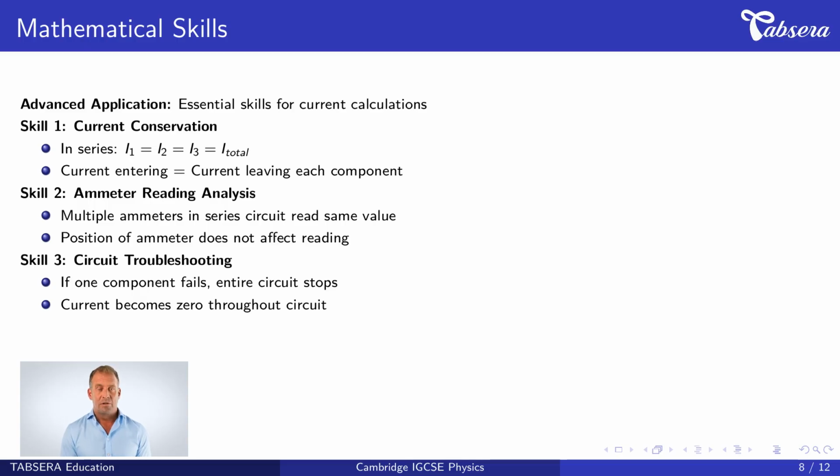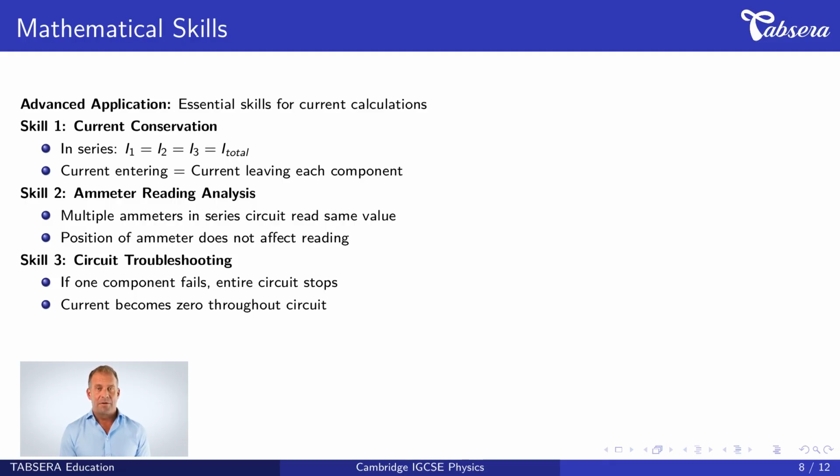Mathematical skills are crucial in physics analysis. Let's examine 3 key skills for series circuits. First, current conservation. In series circuits, current 1 equals current 2 equals current 3 equals total current. This means current entering any component equals current leaving that component. The mathematical relationship shows current remains constant throughout.